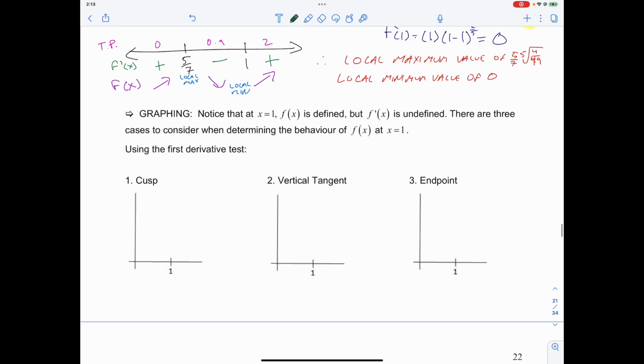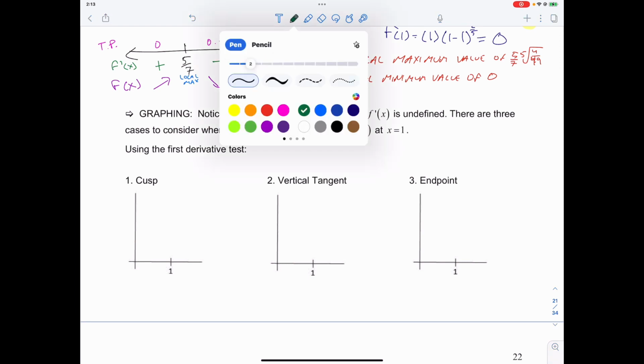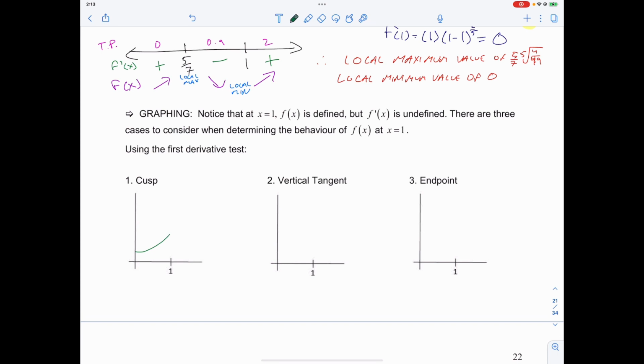Like it says, notice that at x equals 1, f of x is defined, but f prime of x is undefined. There are 3 cases to consider when determining the behavior of f of x at x equal to 1. We could have a cusp, we could have a vertical tangent, or we could have just an endpoint. In all 3 of these cases, f prime of x would be undefined at this value.